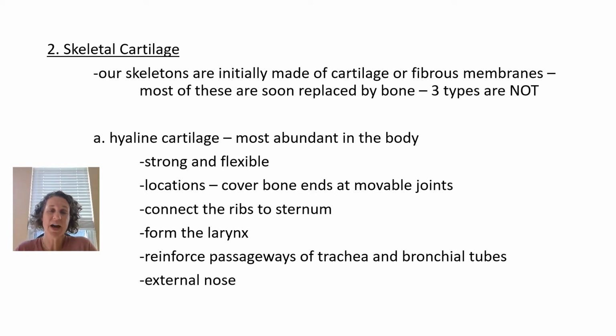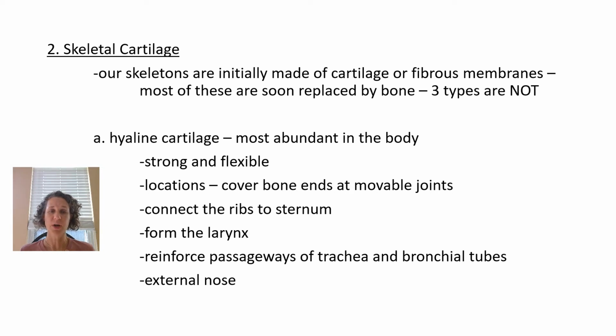The first type is hyaline cartilage, and it's very strong, very flexible. It covers the ends of the bones in movable joints. So you have some in your ankles, some in your knee, but we'll talk about another type of cartilage that is also there, but knees, shoulders, hips, all these places where you have joints that move. There's hyaline cartilage that protects the ends of the bones, helps them to move smoothly, and cushions.